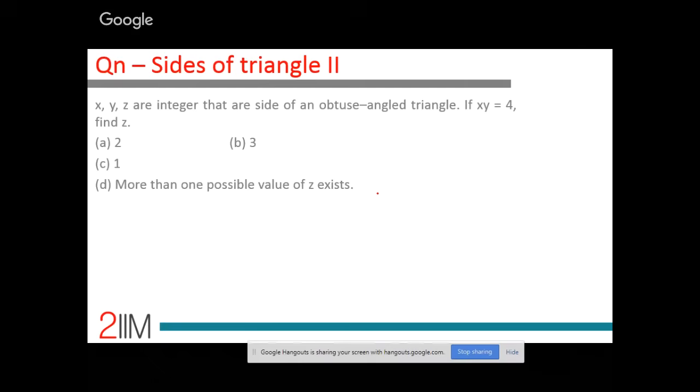1, 3, 4; 1, 4, 5; 1, 6, 7 will never form a triangle. Sum of two sides has got to be greater than the third side. So if one of the sides is 1 and the other two sides are integers, the two integers have to be equal. So the only possibility is 1, 4, 4. Right? So now try out for 2, 2.